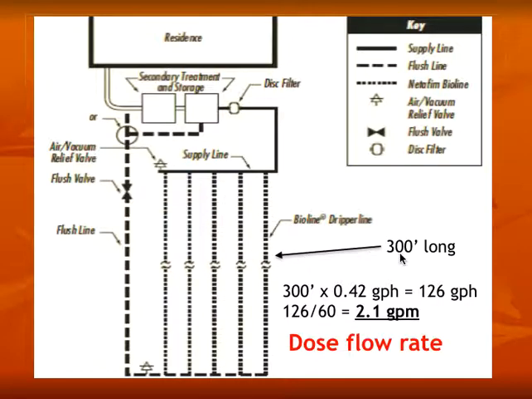And let's assume that we've got a 300 foot long lateral, which means we're going to have 300 emitters at 0.42 gallon an hour. Our flow rate over an hour would be 126 gallons, leaving the emitters going into the soil. We don't size pumps by gallons per hour. Usually it's gallons per minute. So we'll divide the 126 by 60 minutes, and that'll get us our 2.1 gallons per minute dose flow rate. This is our first flow value that we'll need moving forward.